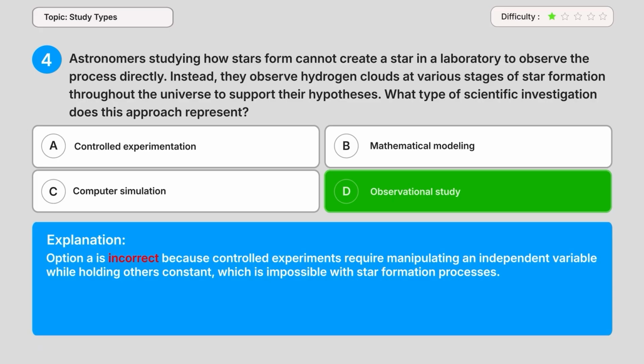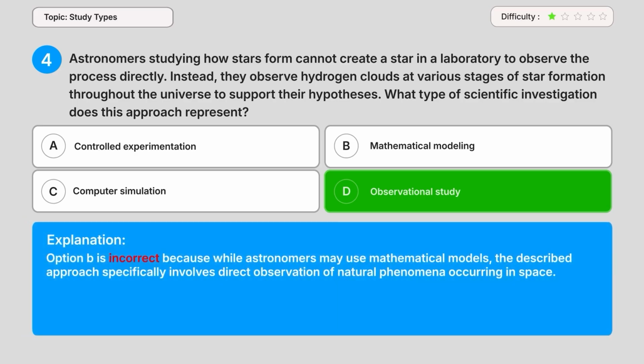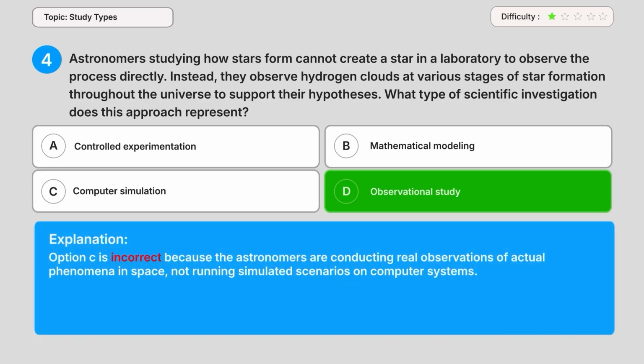Option A is incorrect because controlled experiments require manipulating an independent variable while holding others constant, which is impossible with star formation processes. Option B is incorrect because while astronomers may use mathematical models, the described approach specifically involves direct observation of natural phenomena occurring in space. Option C is incorrect because the astronomers are conducting real observations of actual phenomena in space, not running simulated scenarios on computer systems.